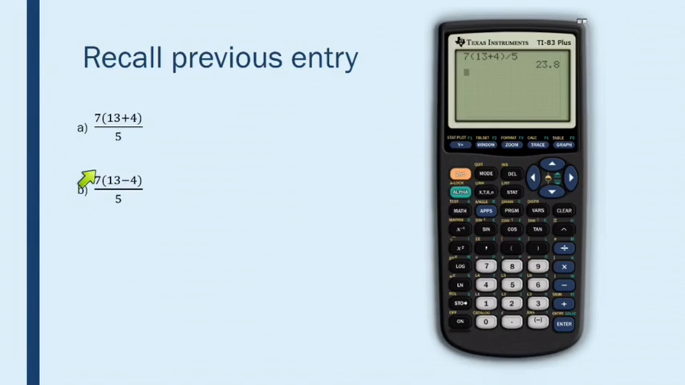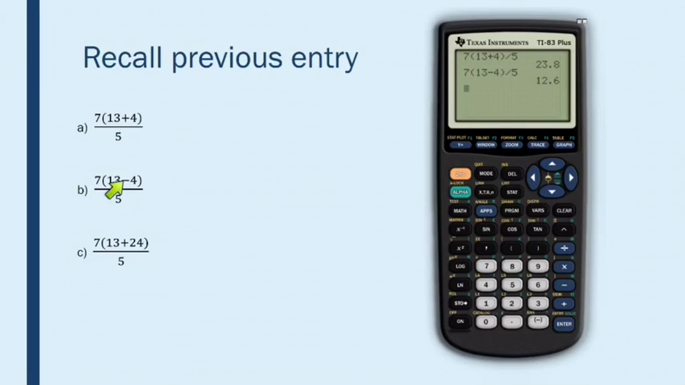Well, instead of typing the whole thing again, all you have to do is use this entry function. So you see the second function of the enter button is what we want. So press second, enter, and you get your expression back, and now it is editable. So all I need to do is left arrow back to the plus sign and just change it to a minus. And now I can press enter.